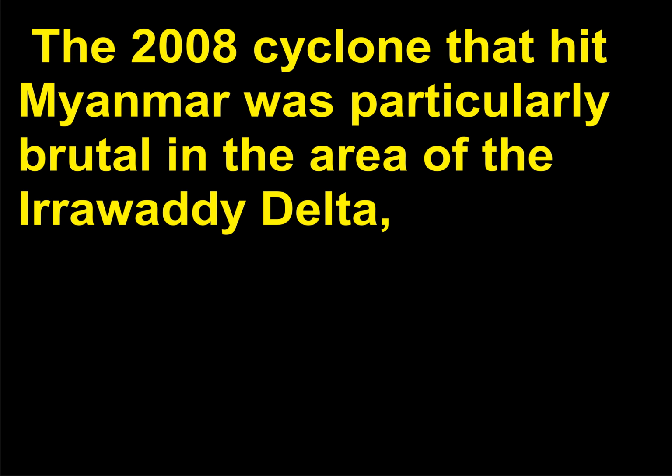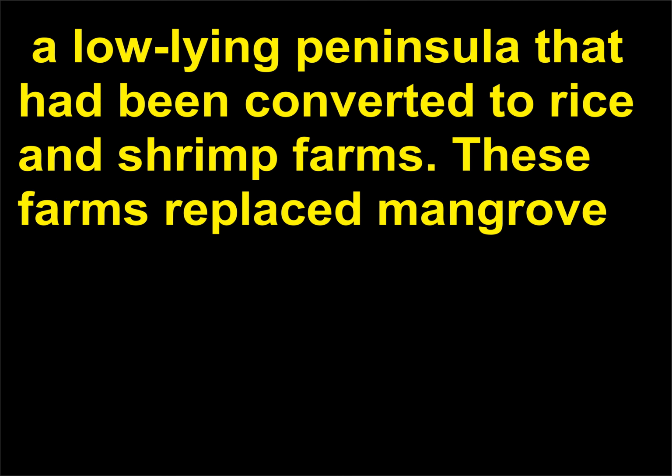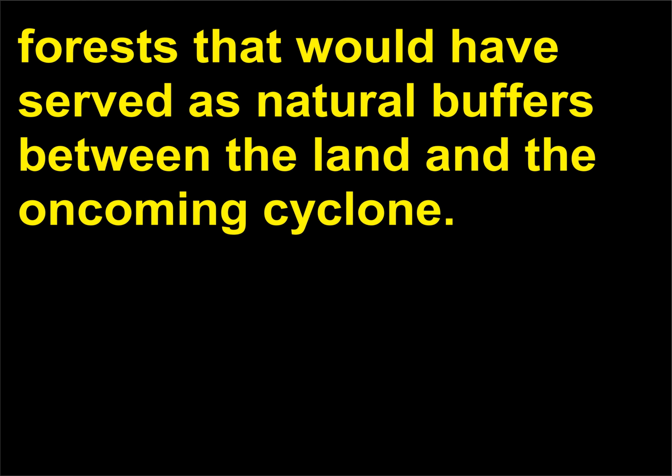The 2008 cyclone that hit Myanmar was particularly brutal in the area of the Irrawaddy Delta, a low-lying peninsula that had been converted to rice and shrimp farms. These farms replaced mangrove forests that would have served as natural buffers between the land and the oncoming cyclone.